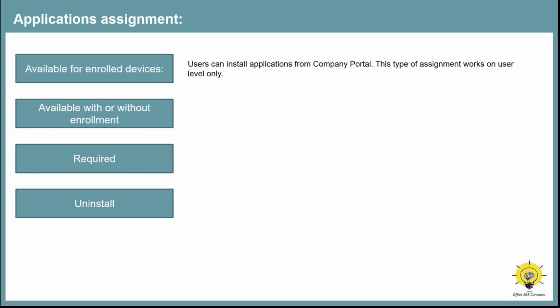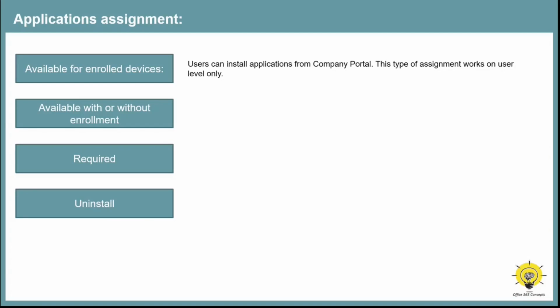That means as an administrator, you will push the application to the machine. That particular application will be visible in company portal within the machine. Then user will have to manually install that application from the company portal. This type of assignment works on user level. That means if you want to use this assignment type, you need to create a group of users. Group of devices will not work under this type of assignment.